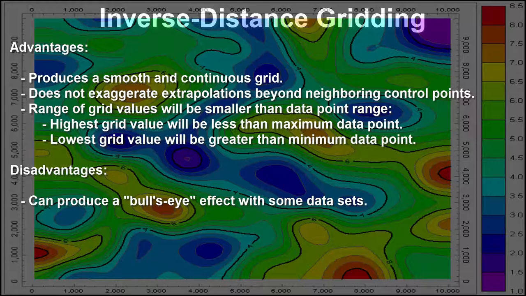The disadvantages are that inverse distance gridding can produce a bullseye effect with some data sets, especially when the cells are set too small.